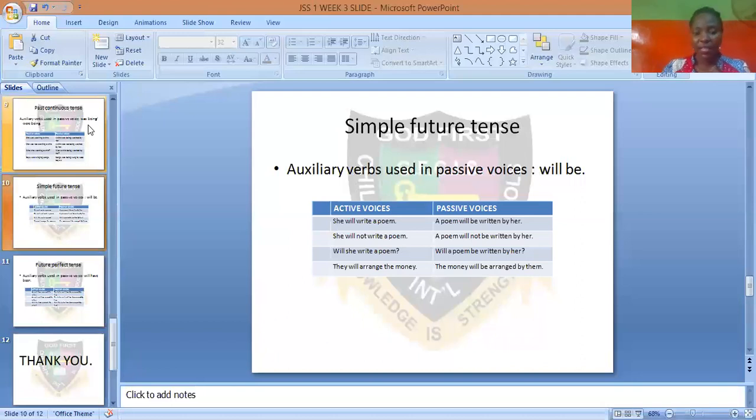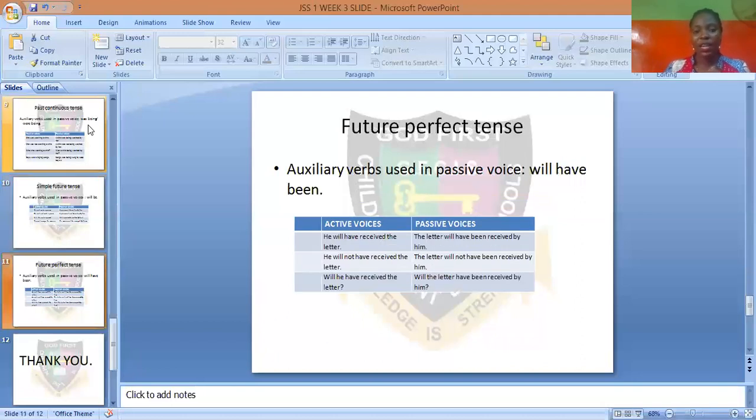And lastly, we talked about the future perfect tense. The auxiliary verb used in the passive voice here is will have been. Examples: he will have received the letter. The letter will have been received by him. He will not have received the letter. The letter will not have been received by him.